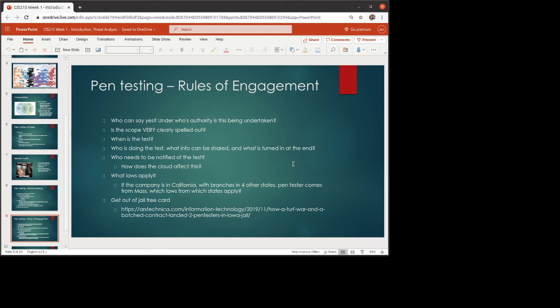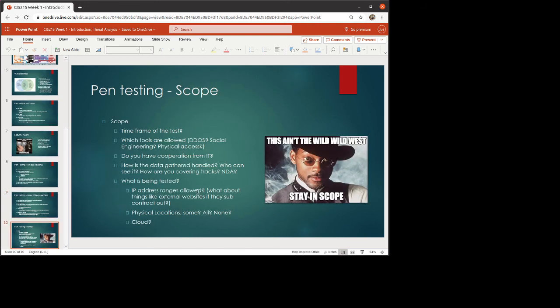We need to think about the laws that are applying here. One example is if the company is in California, branches are in four other states, and the pen tester comes from Massachusetts, what laws apply? If you don't know the answer to that, then I would encourage you to research it, because that's actually really important. I have also included a link. This was a get out of jail free card, and basically what happened was a couple of pen testers managed to land themselves in jail because they did not have the proper documentation on them, and it actually turned into a much larger issue. So when we talk about pen testing, we have to think about scope.